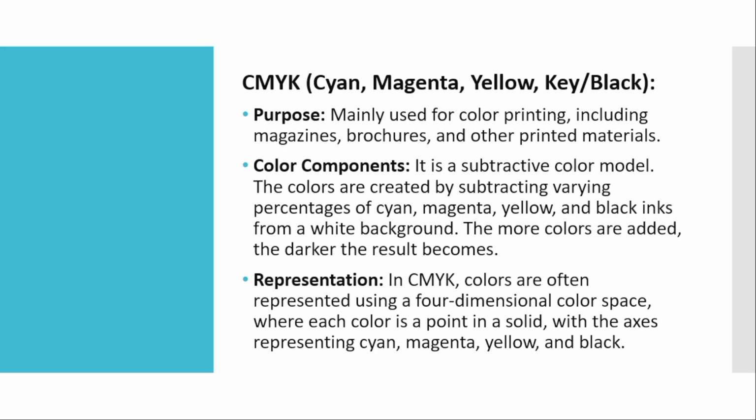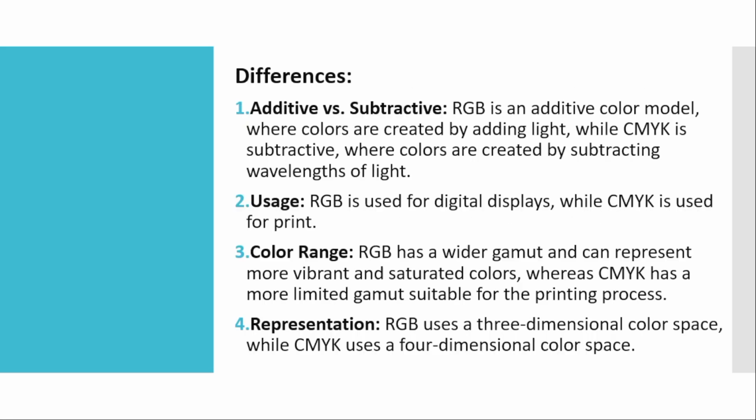So the color component of it is a subtractive color. Actually, yes, the colors are created by subtracting varying percentages of cyan, magenta, yellow, and black ink from a white background. The more colors are added, the darker the result becomes. Yes, it's true. Its representation in CMYK is that colors are often represented using a four-dimensional color space, where each color is a point in a solid, with the axes representing cyan, magenta, yellow, and key black. All right.